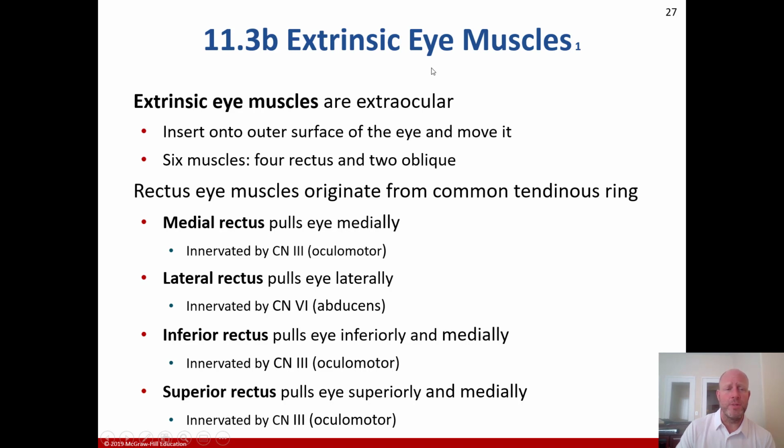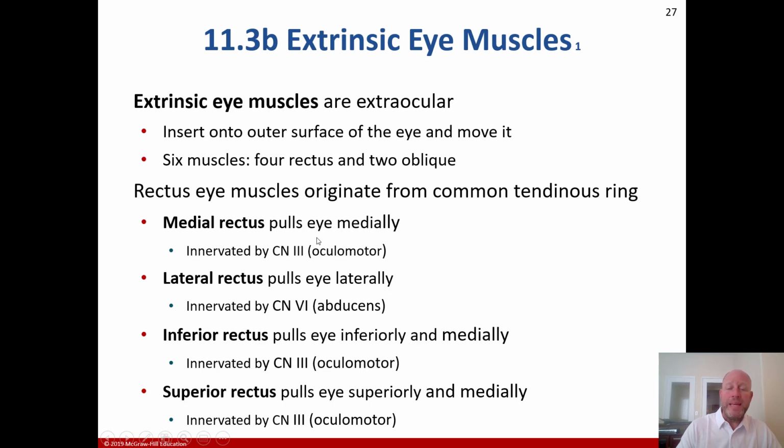Continuing with our extrinsic eye muscles now. Our extrinsic eye muscles are extraocular. They insert onto the outer surface of the eye and move it. There are 6 muscles: 4 rectus and 2 oblique. The rectus eye muscles originate from the common tendinous ring.